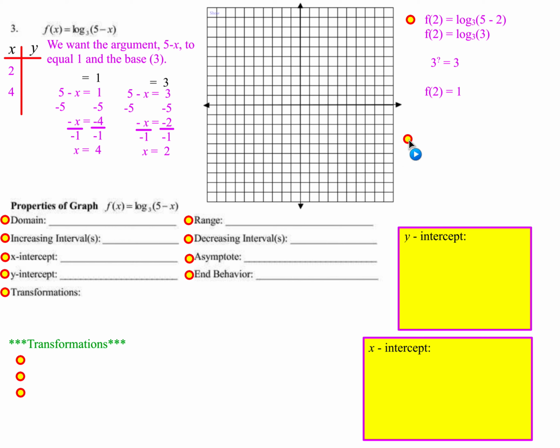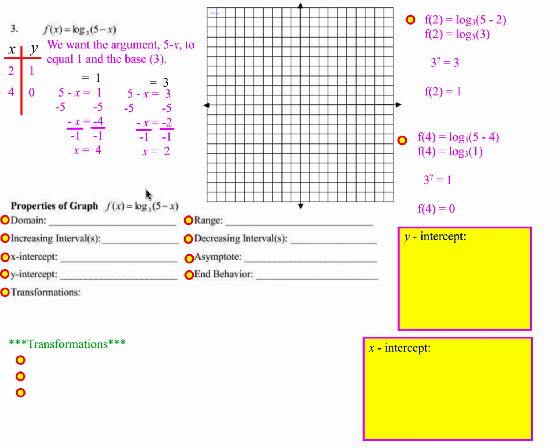And very similarly, when we substitute 4 into the formula, we get log base 3 of 5 minus 4, which gives us 1 as our argument. Well, when we convert that into exponent form, 3 to some power is supposed to equal 1. Well, the only way to make that happen is if the exponent is 0. Right, so we sub in 2, we get a y value of 1. When we sub in 4, our y value is 0. Okay, so there's our 2 points.